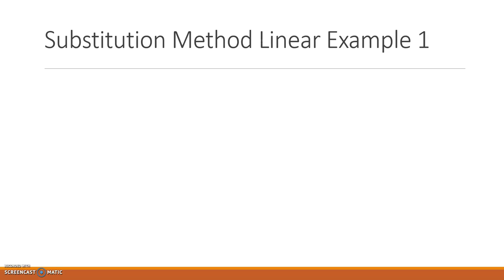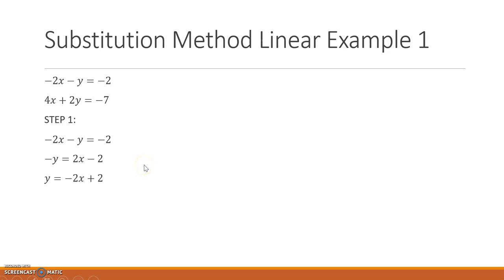The first example we'll look at is a linear example. We have negative 2x minus y equals negative 2, and 4x plus 2y equals negative 7. So step one says we are going to choose a variable in one of these equations and solve for it. So let's consider that first equation and let's solve for y. If we have negative 2x minus y equals negative 2, we can use our inverse operations. So we'll add 2x to both sides, which gives us negative y equals 2x minus 2. And now we can divide everything by negative 1, leaving us with y equals negative 2x plus 2.